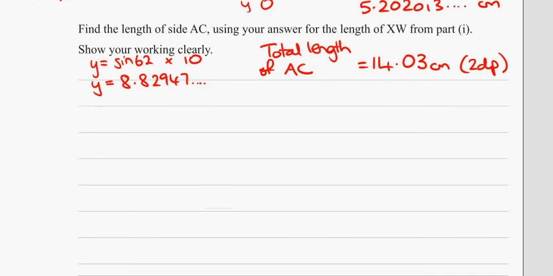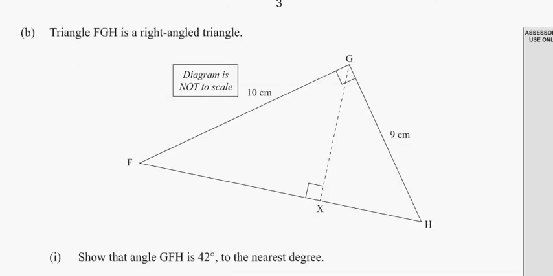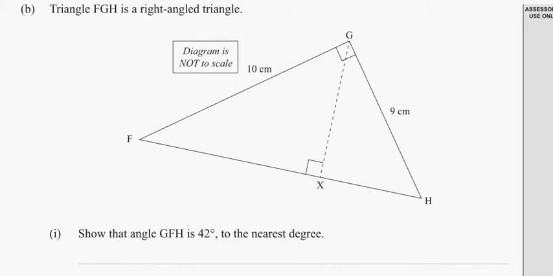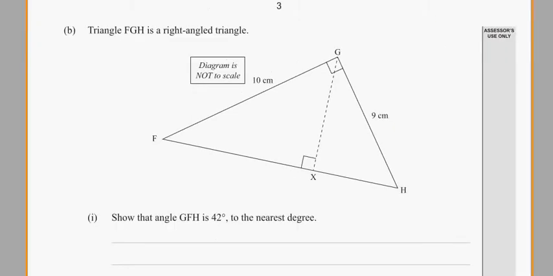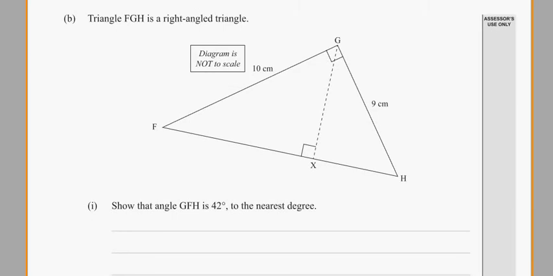Moving on to part B, and I think using a similar idea actually. Reduce that a little bit more so we can get a bit more of the problem on. Right, show that angle GFH. So 3-letter naming system, there's G, F, H, so it's this angle in here we're talking about. I've got to show it's 42 degrees to the nearest degree. Right, I'm going to call it theta for an unknown angle, GFH. There's my right angle for this triangle.